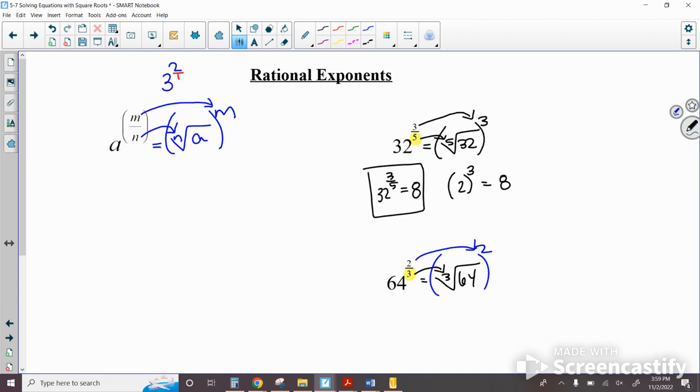Now, let's do the inside first. What is the cube root of 64? What number multiplied by itself 3 times gives you 64? Well, 4. But we still have to raise that 4 to the 2nd power. So what's 4 to the 2nd power? 16. So what you just figured out is 64 to the 2/3 power is actually 16.